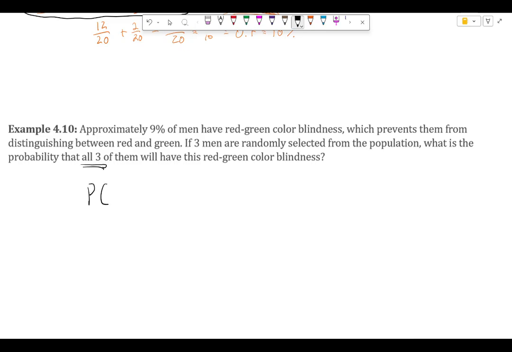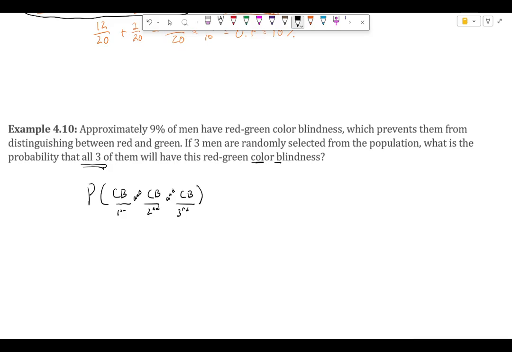Well, in order for us to figure out this probability, we would need to know what the outcomes would be. So I'm going to use the letters CB for them actually having the color blindness. And the outcome of this experiment would be to select 3 people from the population and knowing whether or not they have the red-green color blindness. And we want to know what's the probability that all 3 of them will have it. Well, that would mean that the first person would have the color blindness trait, and the second person would have the color blindness trait, CB, and the third person that we select has the same color blindness trait.